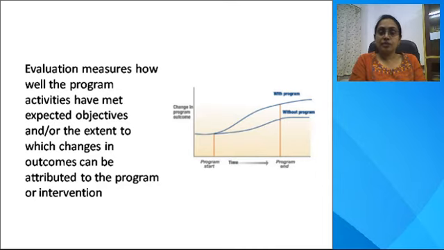Okay, so evaluation measures how well the program activities have met expected objectives and the extent to which changes in outcomes can be attributed to the program or intervention. Now, whether the changes that I observe, the increase or the decrease in the indicators that I see in the field, are due to the project or it is due to something else.